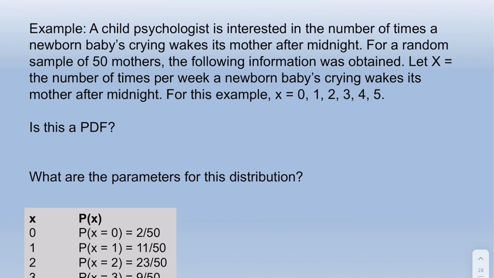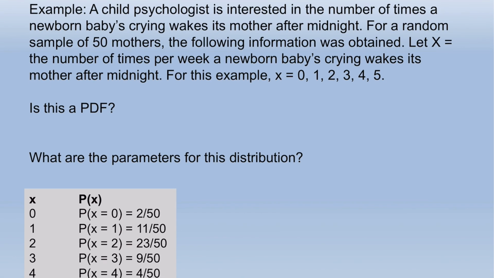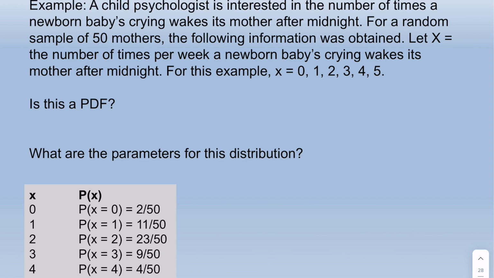Okay, now here's another example. A child psychologist is interested in the number of times a newborn baby's crying wakes its mother after midnight. For a random sample of 50 mothers, the following information was obtained. Let X equal the total number of times per week a newborn baby's crying wakes its mother after midnight. Okay, so X goes all the way to 5.